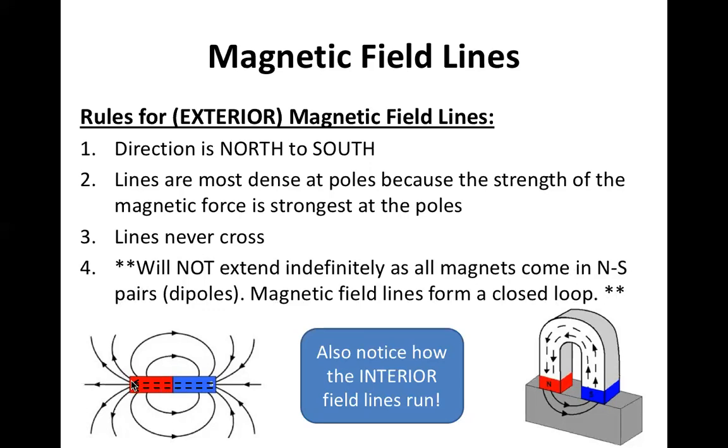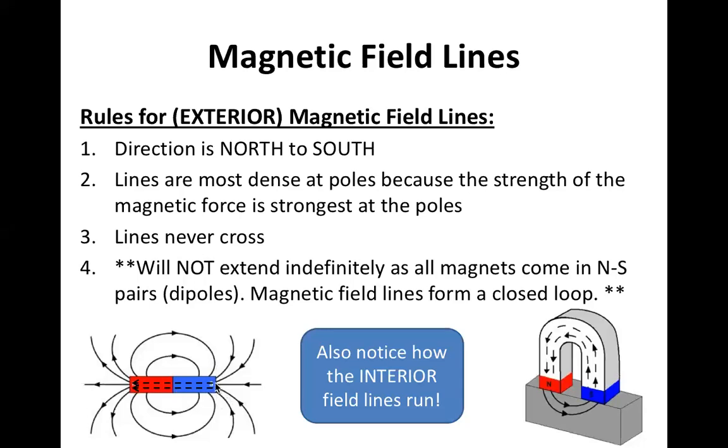So we tend to think of them as starting from the north and ending in the south. But really, if we look inside the magnet, there is the continuation of this loop, so it's a complete loop. Also notice how the interior field lines run south to north. So outside of the magnet, the direction is north to south. Inside the magnet, the direction is south to north, and they form these closed loops.